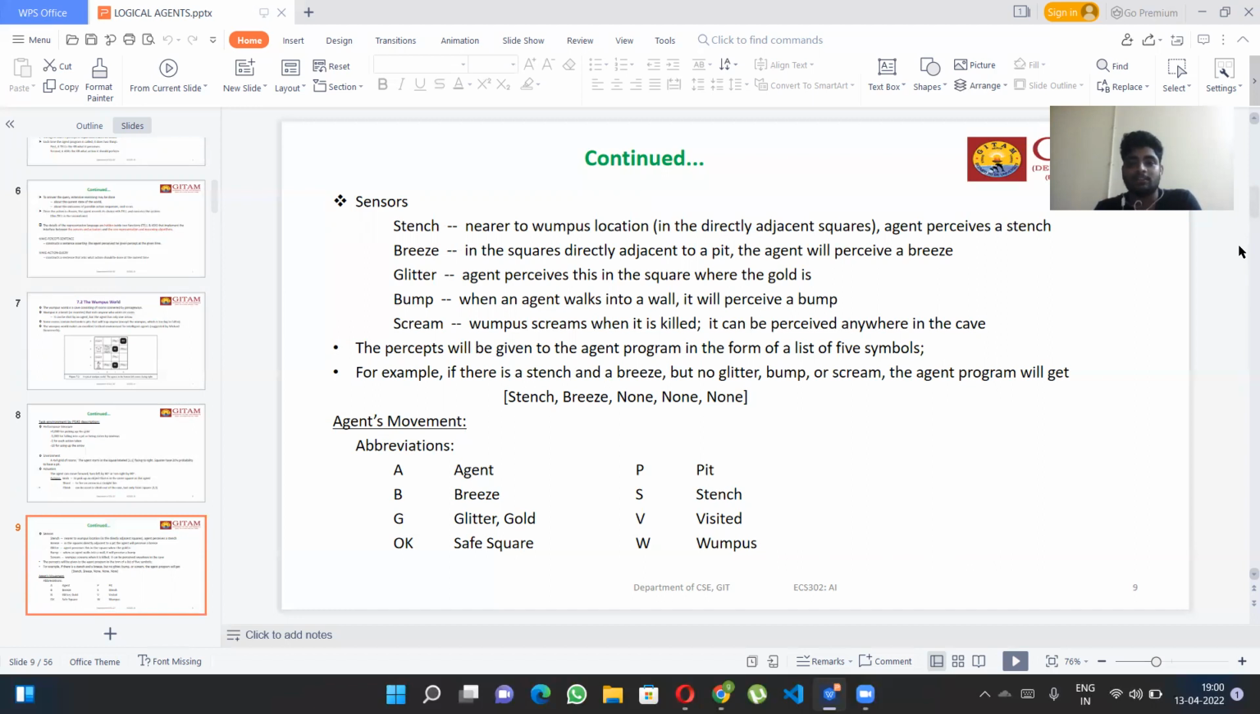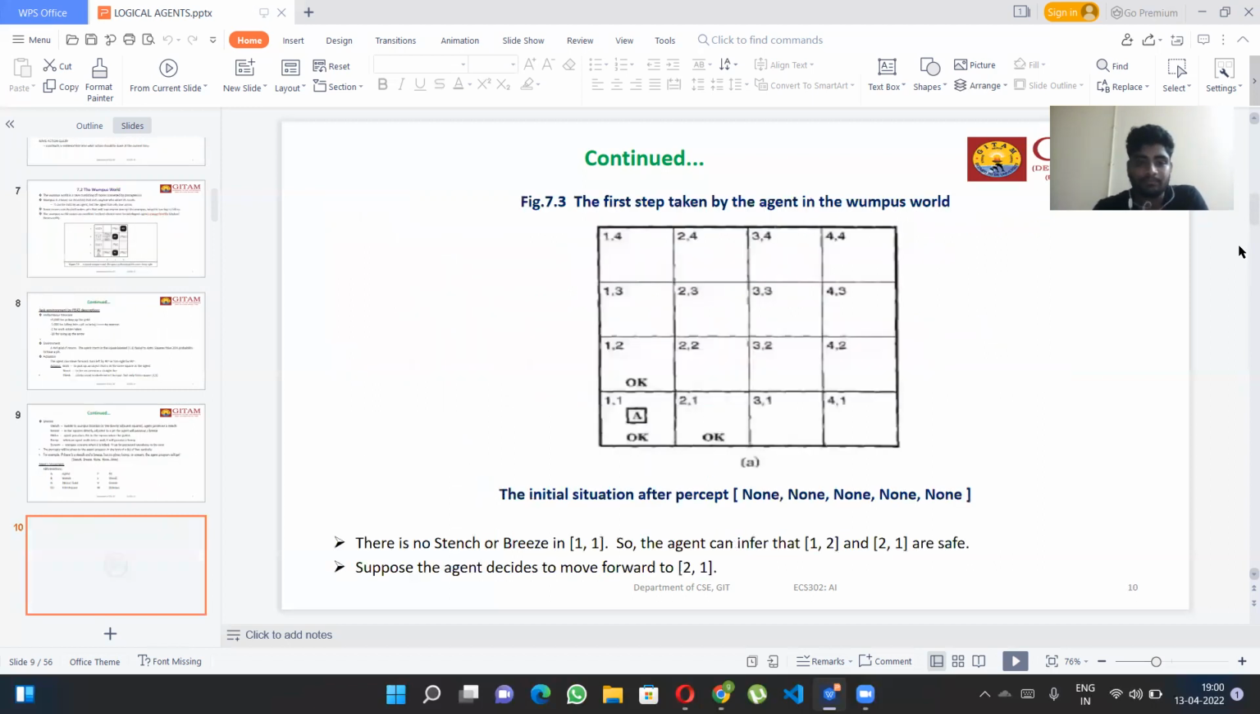The next topic is agent movements. In agent movements, these are simply abbreviations for our observation only. A is the agent, B is breeze, G is glitter or gold, S is stench or smell, V means visited, and W is for the Wumpus.